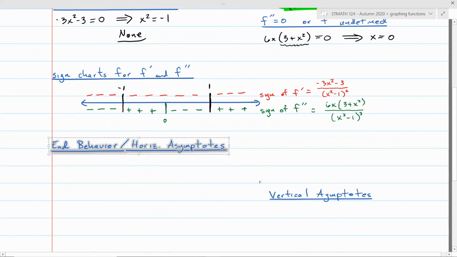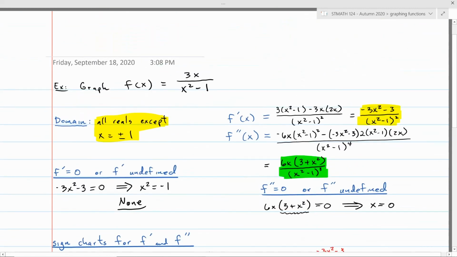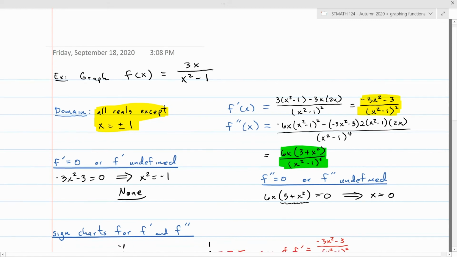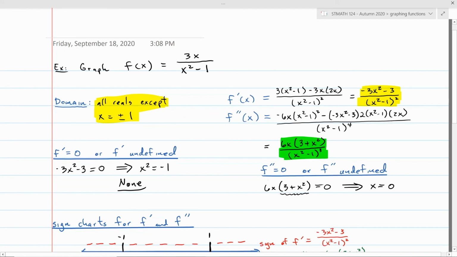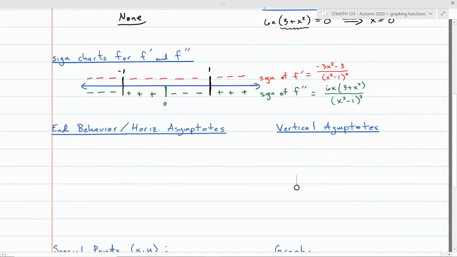Let's look at our end behavior and talk about any vertical asymptotes. So for end behavior, if we look at our function, the degree of the denominator is 2 and the degree of the numerator is 1. So that means that the denominator grows more rapidly than the numerator. So as x gets large, either positive or negative, it's going to get close to 0. If you take the limit as x goes to either plus or minus infinity of our original function, you're going to get 0.